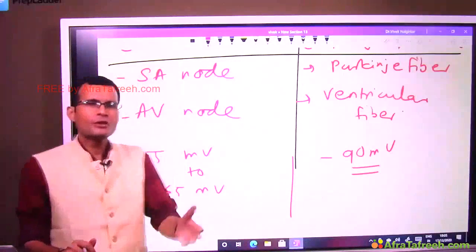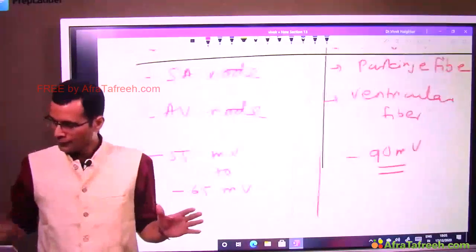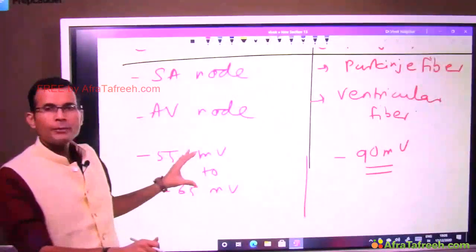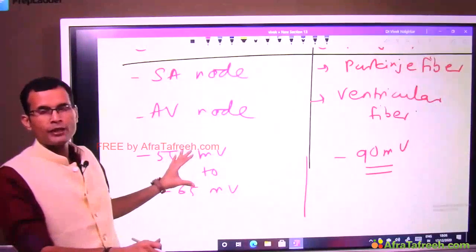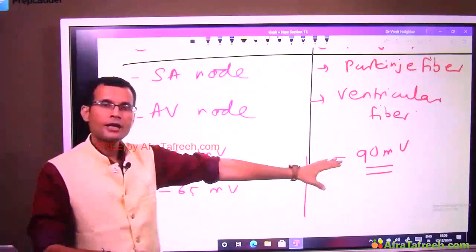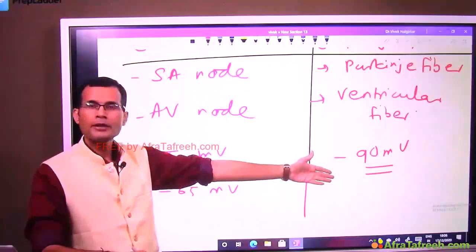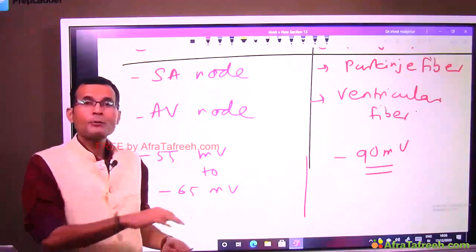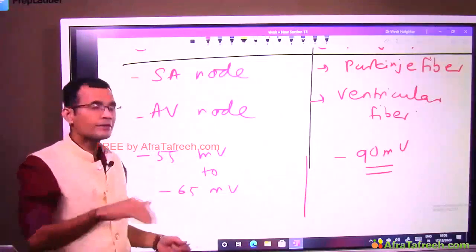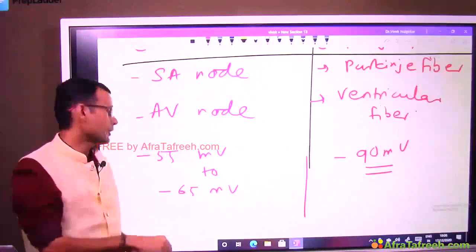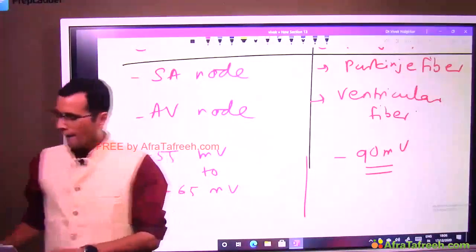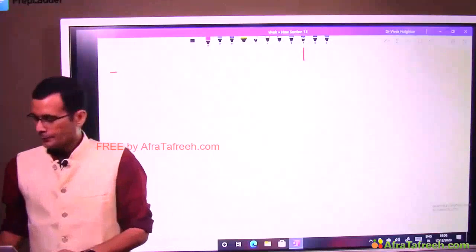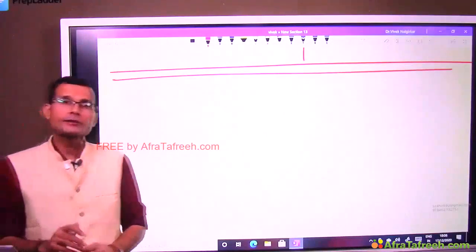So naturally the amplitude of the action potential will be less for the SA node and AV node, and large in the case of the Purkinje fiber, because it is going to depolarize from minus 90. From minus 90 to plus 35 will be a larger amplitude compared to this. Right. These are the two types of cells.